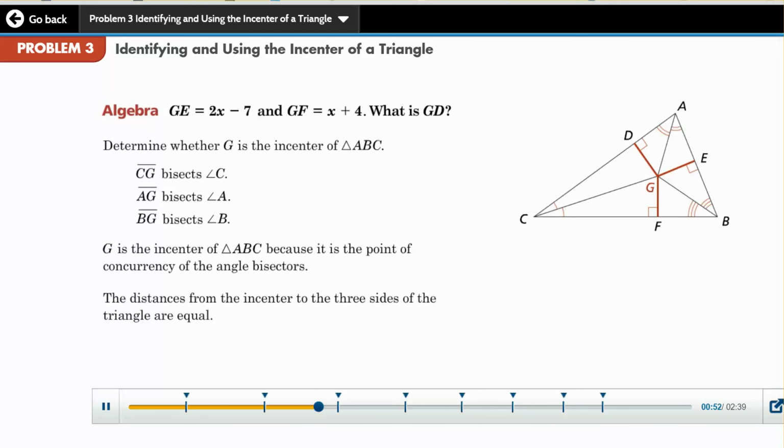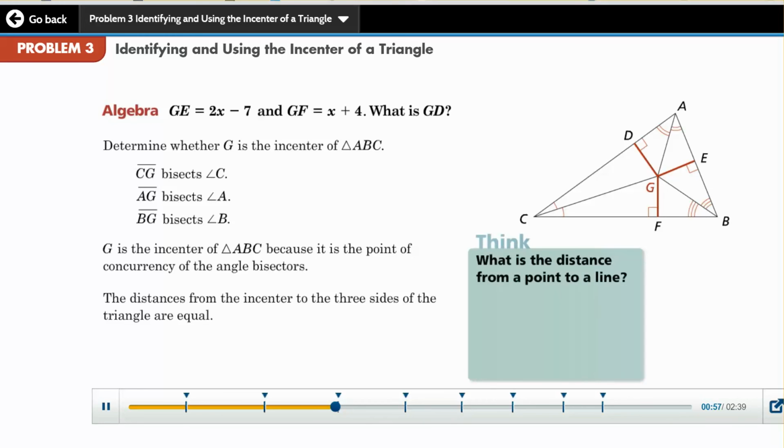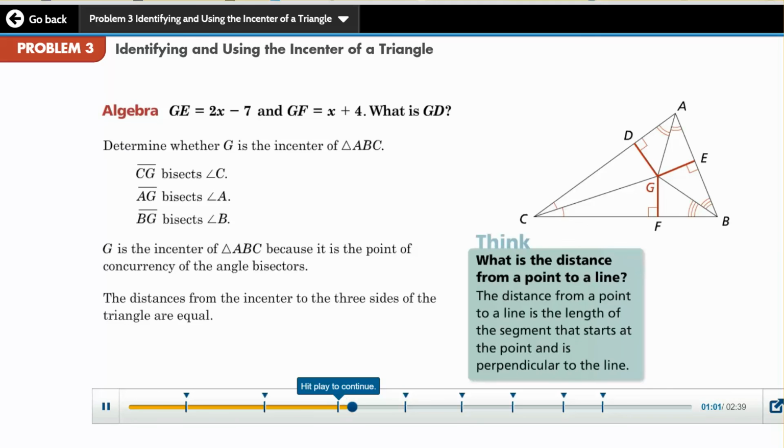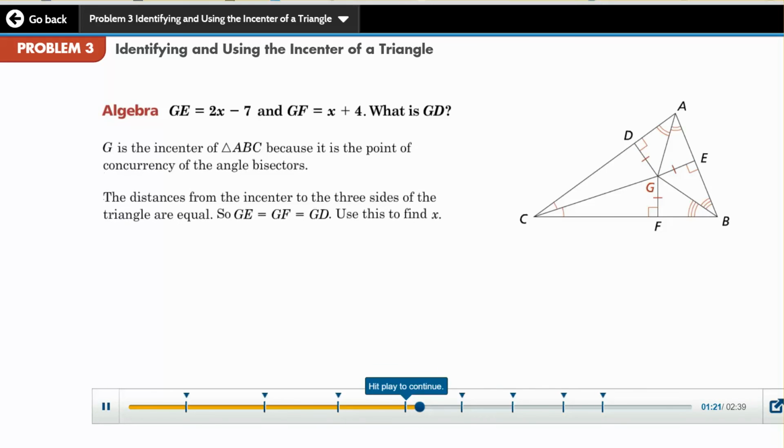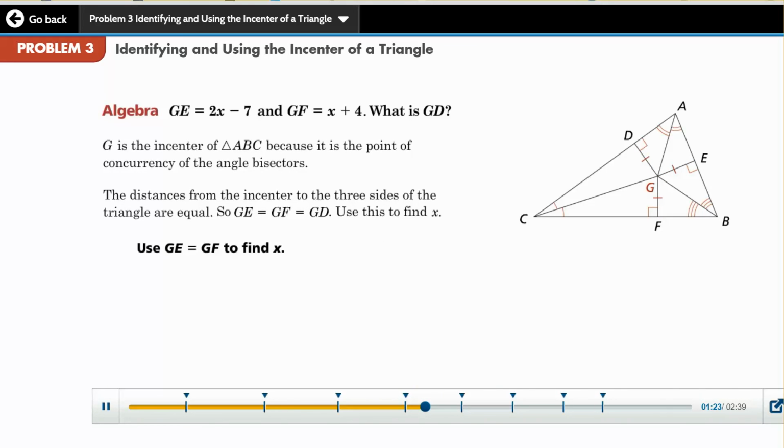The distances from the incenter to the three sides of the triangle are equal. What is the distance from a point to a line? The distance from a point to a line is the length of the segment that starts at the point and is perpendicular to the line. So the length of segment GE equals the length of segment GF, which equals the length of segment GD. Use this to find x. Use the length of segment GE equals the length of segment GF to find x.